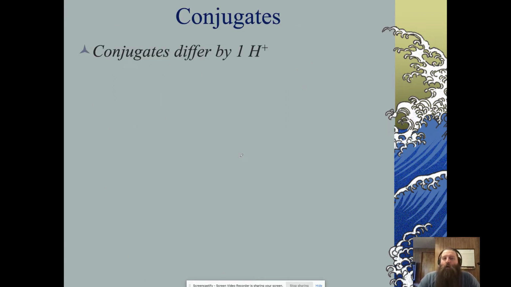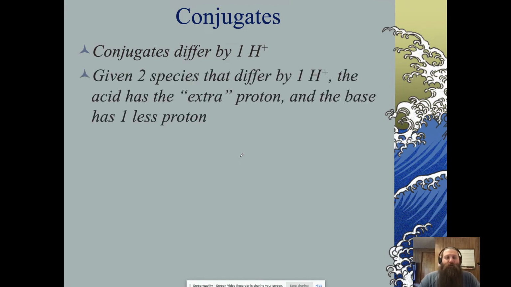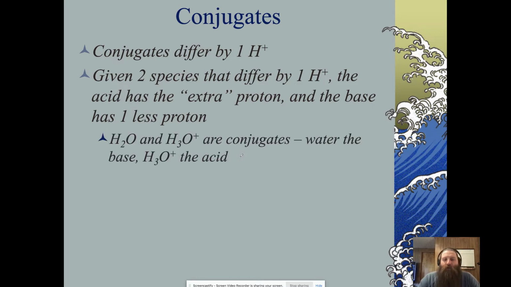Now, conjugates always differ by one hydrogen, okay? And the definition is simple. Given that two species differ by one hydrogen, the acid has the extra proton, and the base is going to have one fewer proton, the conjugate base there. So H2O and H3O plus are conjugates because there's only one hydrogen as a difference between the two.